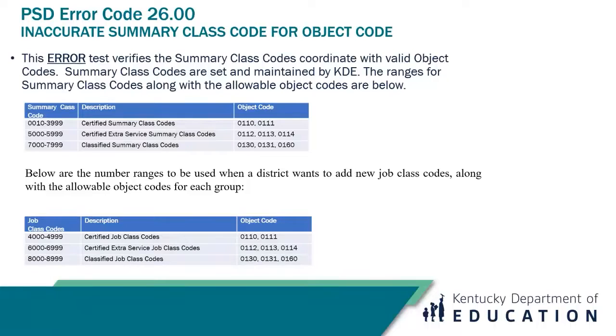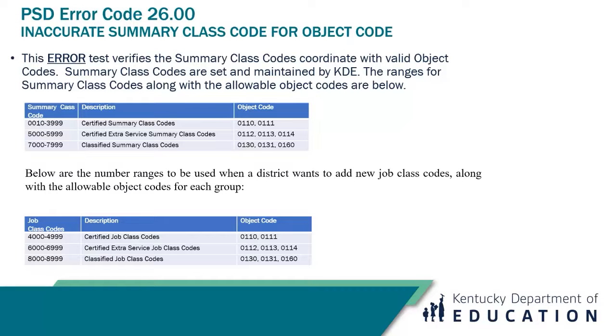So error code 26, which is an accurate summary class code for object code. This error test verifies the summary class codes coordinate with valid object codes. Summary class codes are set and maintained by KDE. The range for summary class codes along with the allowable object codes are below. So you see the screenshot there. It shows you 0010 to 3999. You need to use object codes 10 or 11, and you can see on down that list.